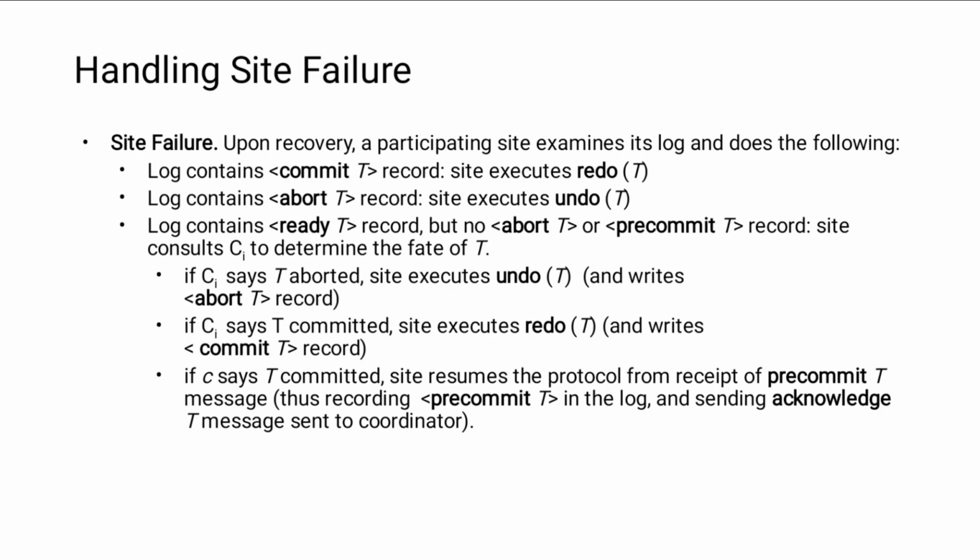Handling site failure. When a site recovers, if the log contains commit T, we do a redo operation. Abort means an undo operation. If only ready T is present but no abort or pre-commit, we consult the coordinator to determine the fate. There are 3 conditions. First, if the coordinator says T aborted, we do an undo operation. If the coordinator says T committed, we execute redo.